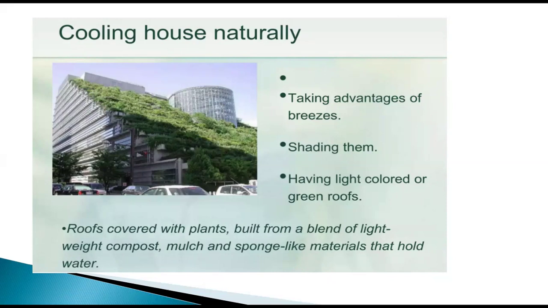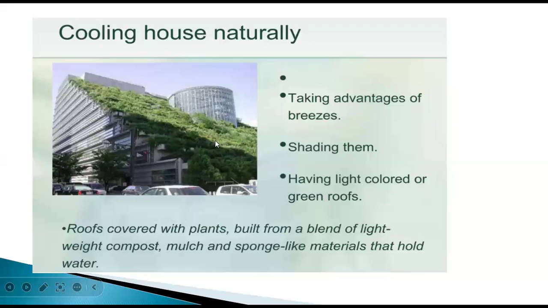A roof covered with plants, built from a blend of light-weight compost, mulch, and sponge-like materials that hold water. This is one of the alternatives to control energy and reduce energy consumption. How to cool the house naturally: taking advantage of breezes, shading, and having light-colored or green roofs. This is one of the natural ways of cooling a house.